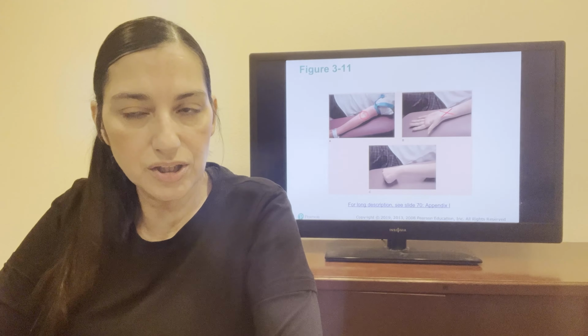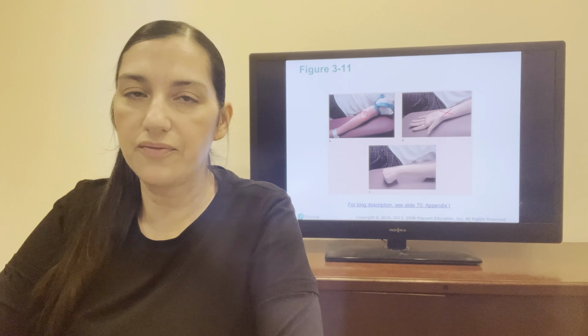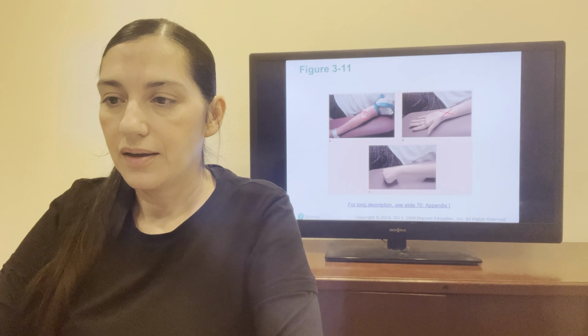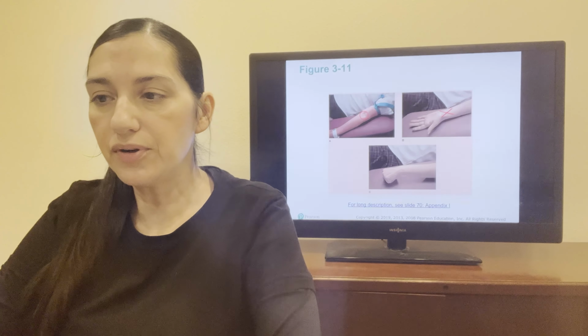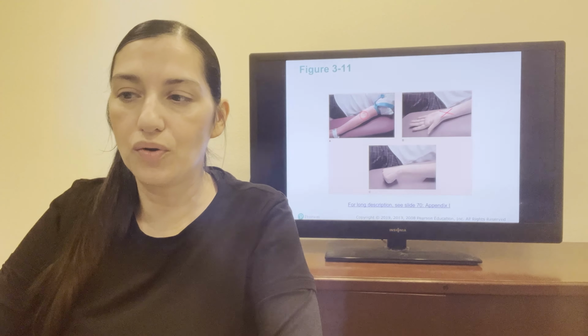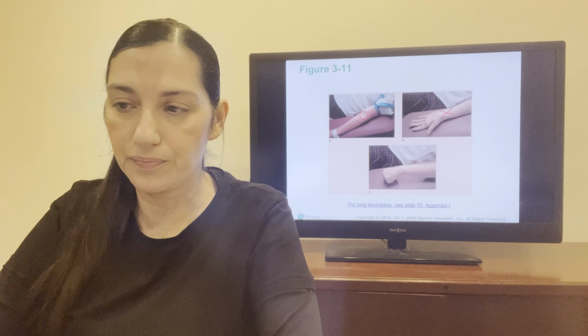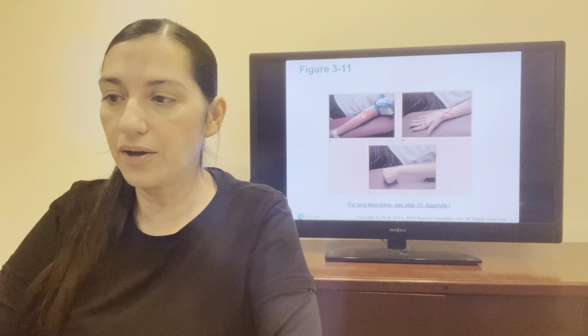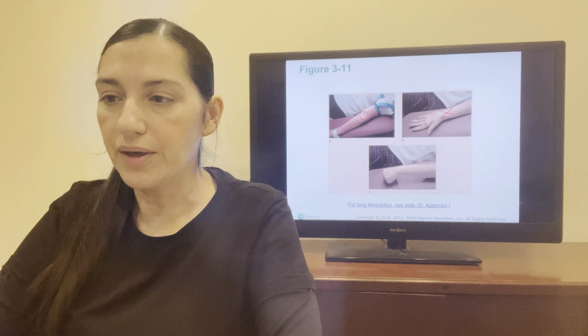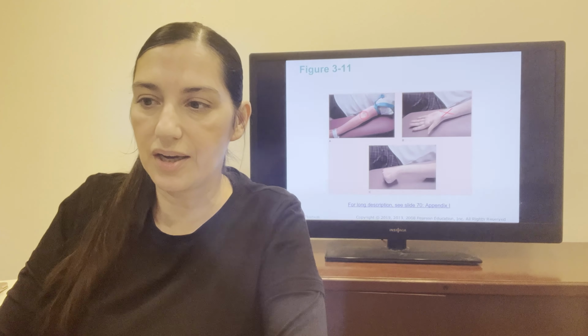In figure 3-11, we have preferred sites for venipuncture. In figure A, the preferred site for venipuncture is the antecubital area of the arm. In figure B, we do not use the wrist area for venipuncture. In figure C, if other preferred sites are not available, use the posterior side of the hand.